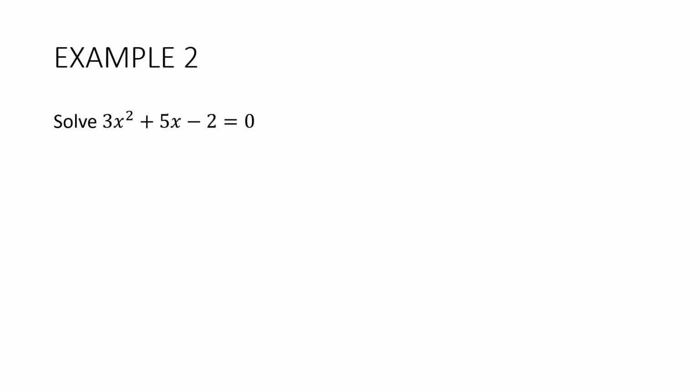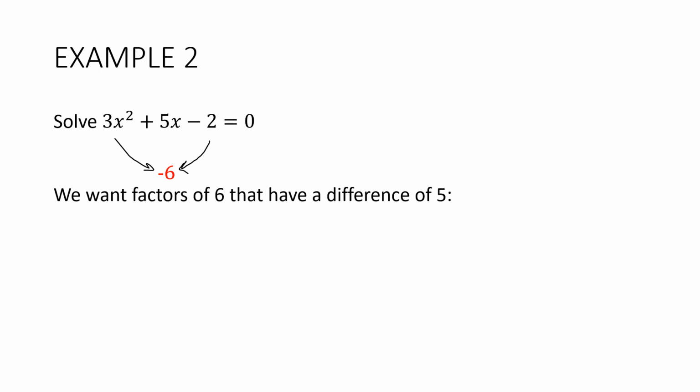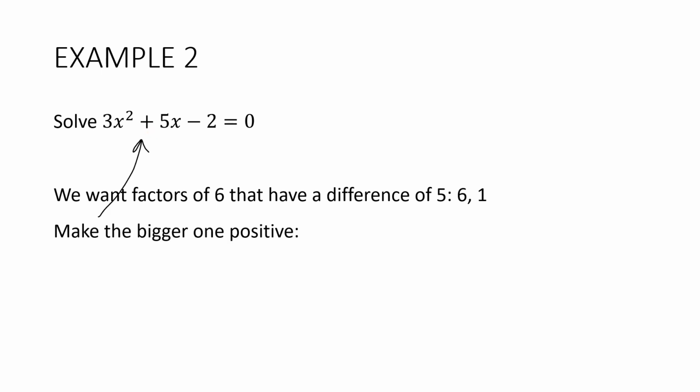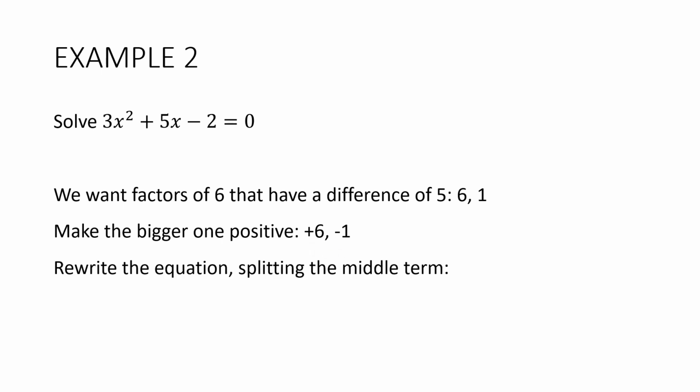Here's our second example. Solve 3x squared plus 5x minus 2 is equal to 0. Okay, multiplying first and last coefficients gives us negative 6. This negative is telling us that the signs are going to be different, and this is going to be a difference. So we want factors of 6 that have a difference of 5, and that is 6 and 1. Furthermore, we want the bigger one to be positive. So that's positive 6, negative 1. All right, let's split this term up into plus 6x minus x.